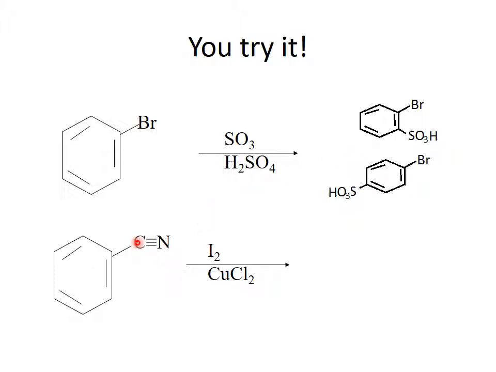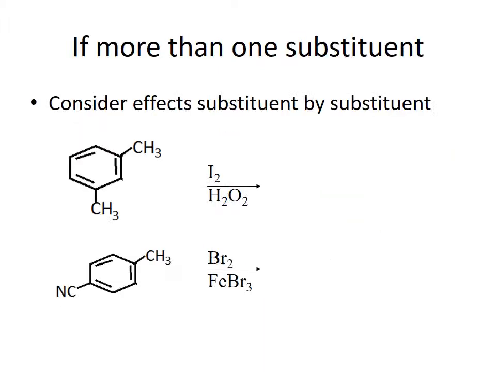Where would iodination occur on a cyanobenzene compound? Well, the cyano group is a meta deactivator, and iodination would occur in the meta position.